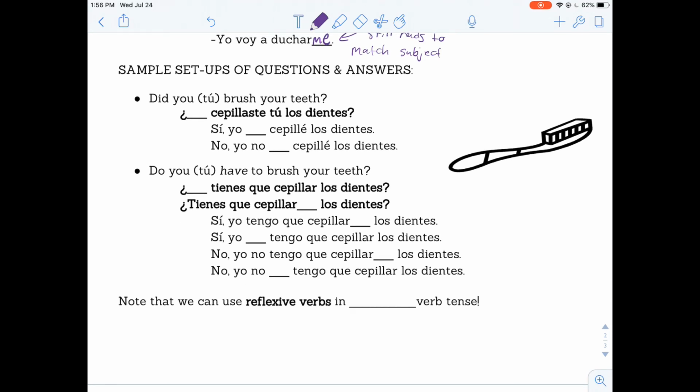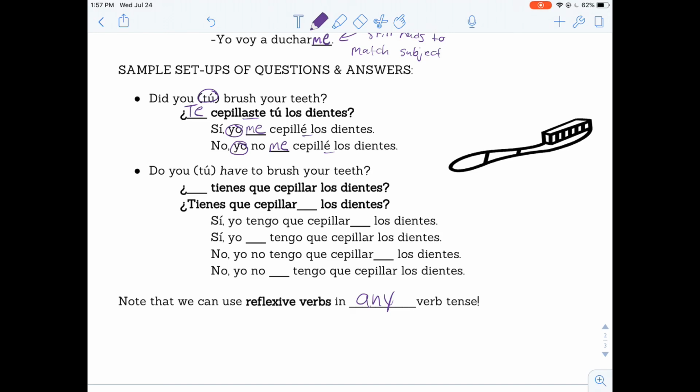This has, did you brush your teeth? So what's my reflexive pronoun going to be for tú? Te. ¿Te cepillaste tú los dientes? Did you brush your teeth? So let's look at my response. Sí, yo blank cepillé los dientes, or no, yo no blank cepillé los dientes. So what's my reflexive pronoun for yo? Me. And note that these are all in the preterite. Again, we can use reflexive verbs in any verb tense. So no matter what it is, we can use it there.